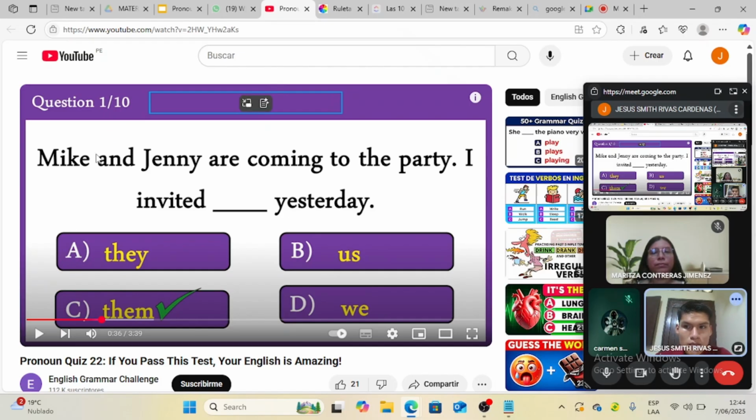¿Por qué they? Porque al haber dos personas y al tratarse de dos personas en tercera persona, uso el plural they. También podría decir: They are coming to the party. I invited them yesterday. Ellos van a venir a la fiesta. Les invité ayer. Entonces, por eso uso them para significar les.